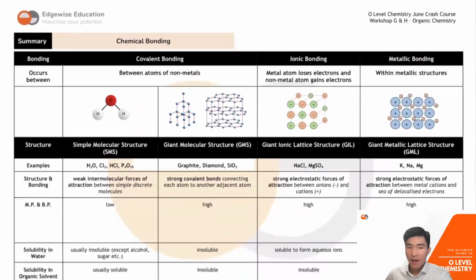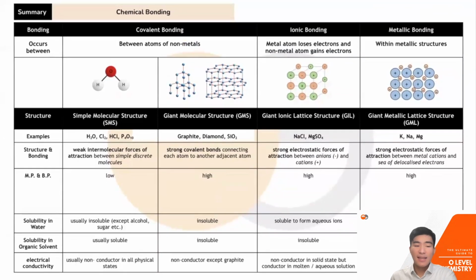Okay, now, chemical bonding. There are three types of bonding. Please remember what the three types are. One is known as covalent. Number two is known as ionic. And the third type is known as metallic.